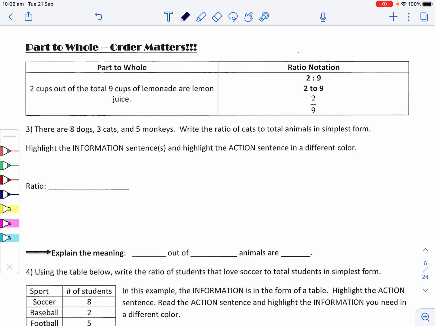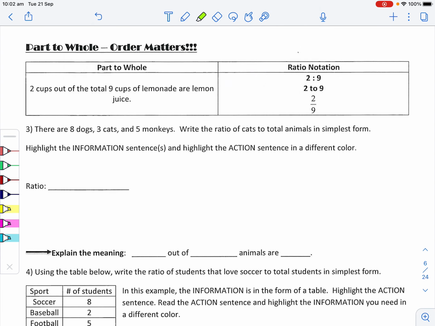All right, everyone, to continue on our ratio notes here, I'm going to talk about part to whole ratios next. So in this first example, I'm still talking about lemonade, but now it's slightly different. In part to whole relationships, the order still matters. So the order that they give you the information still matters. So in this particular part to whole relationship, it says 2 cups out of the total 9 cups of lemonade are lemon juice.